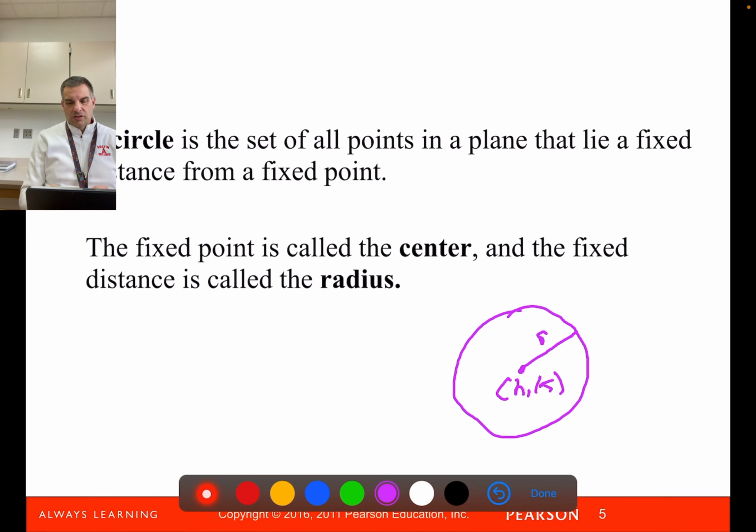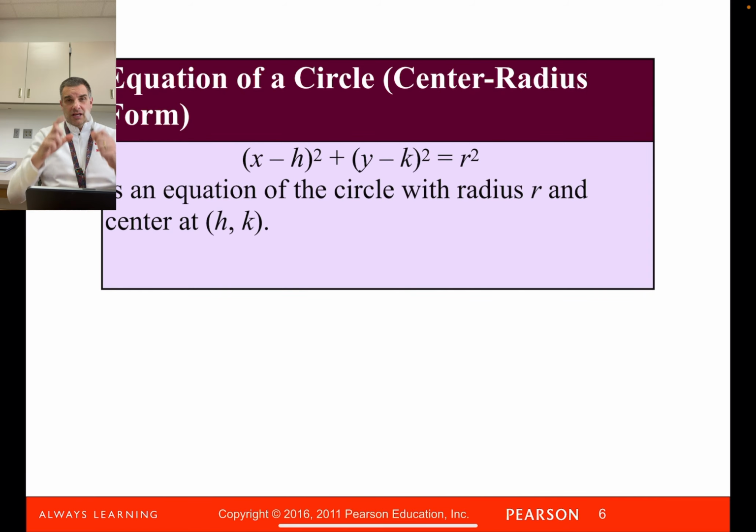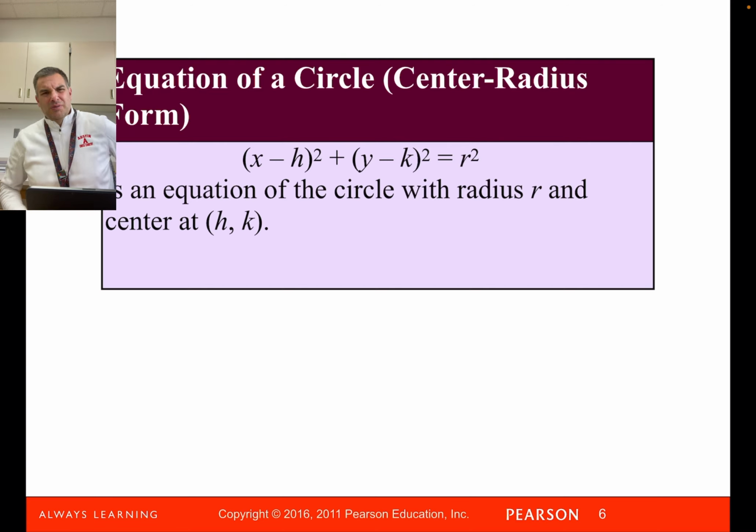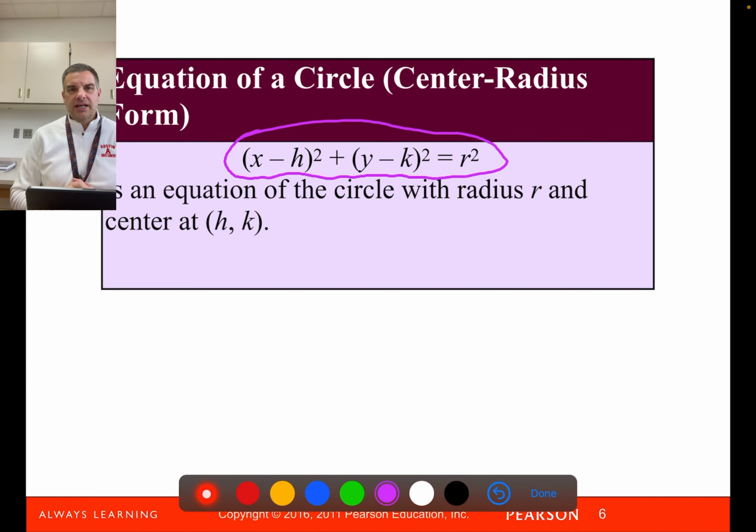So those are circles. Now the standard form of an equation of a circle. This needs to be in your notes, or take a picture of it so you have it. Probably in your notes would be best. Our formula is (x minus h) squared plus (y minus k) squared equals r squared, where r is the radius and (h, k) is the center. One of the things we want to be able to do is write the standard equation of a circle.